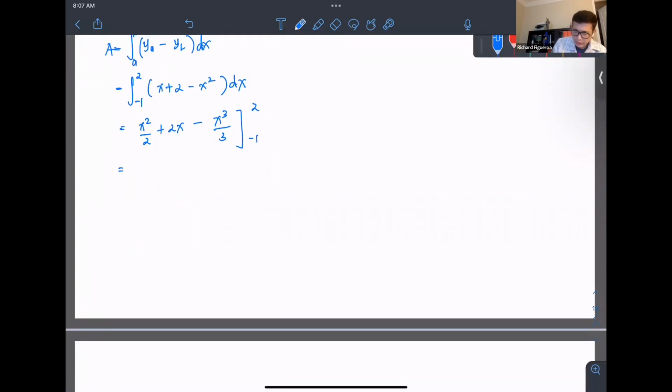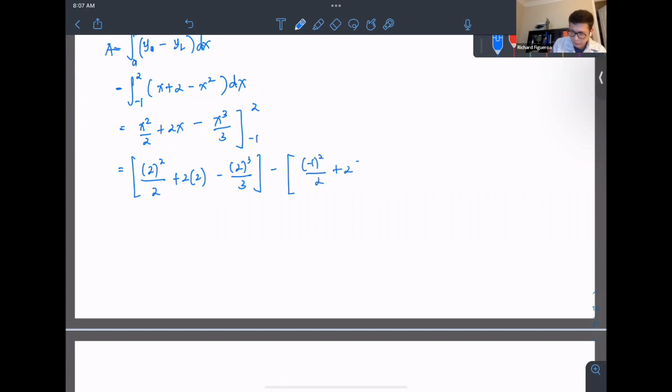So for the upper boundary, we'll start with 2. So 2 squared over 2, then plus 2 times 2, minus 2 cubed over 3. And minus it with -1 squared all over 2 plus 2 times -1, then minus -1 cubed all over 3.